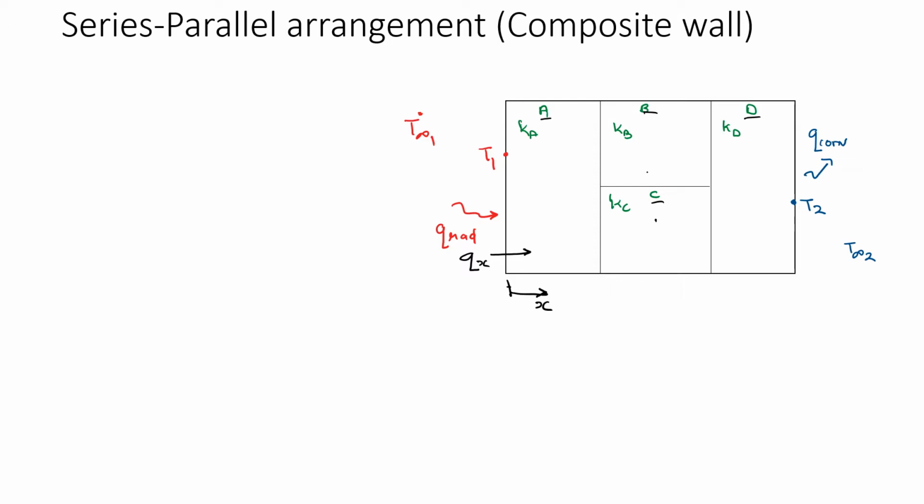There is heat transfer due to radiation on the left surface, so the surrounding is at T infinity 1, the surface is at T1, and there's heat transfer due to radiation, whereas on the right surface you have heat transfer due to convection. The surface temperature is T2 and the surrounding temperature is T infinity 2.